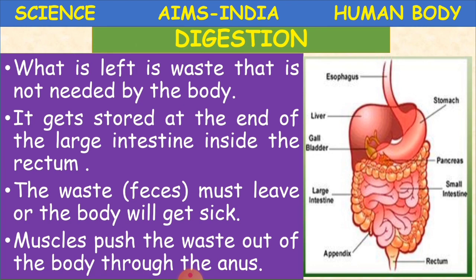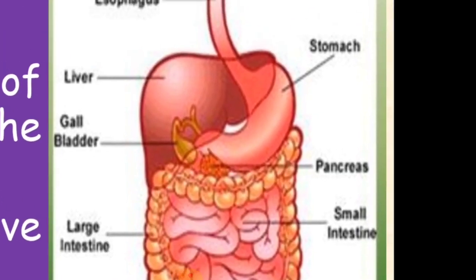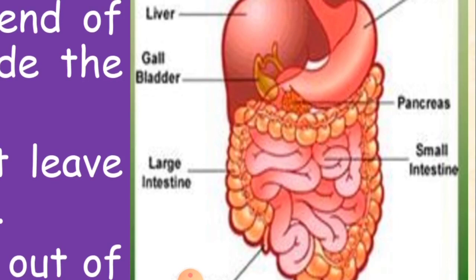So small intestines, what do they do? They take the food, and the digestion process starts there, and then the water in the food goes to mix in the blood, and after that the waste is left over, and this waste is going to be stored at the end of the large intestine inside the rectum. So this is the large intestine, children. See here, this is the large intestine. Are you able to see the large intestine here?